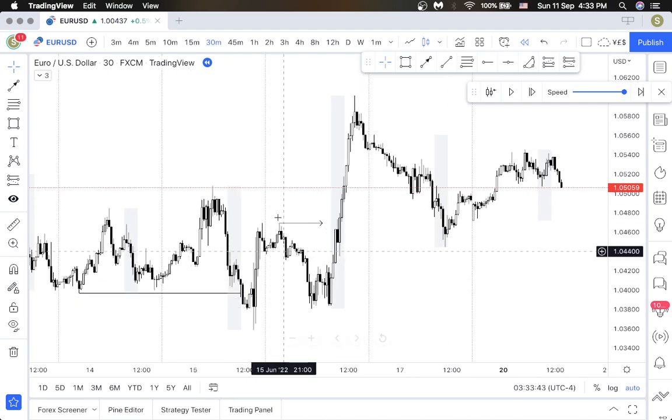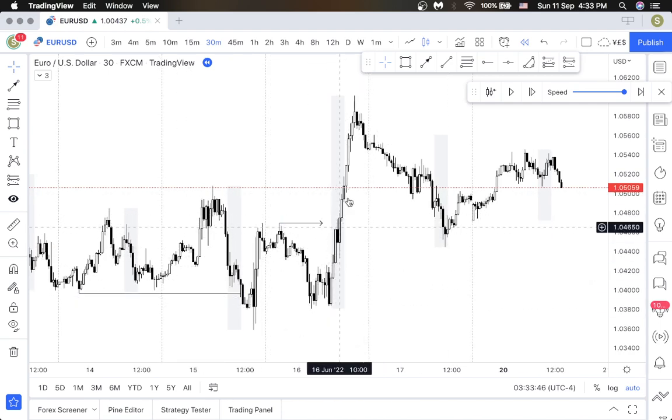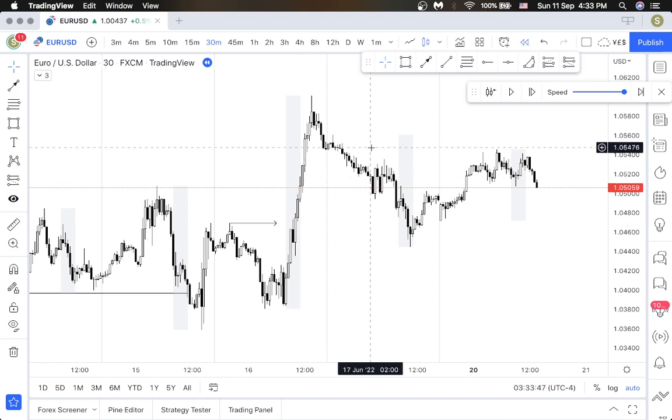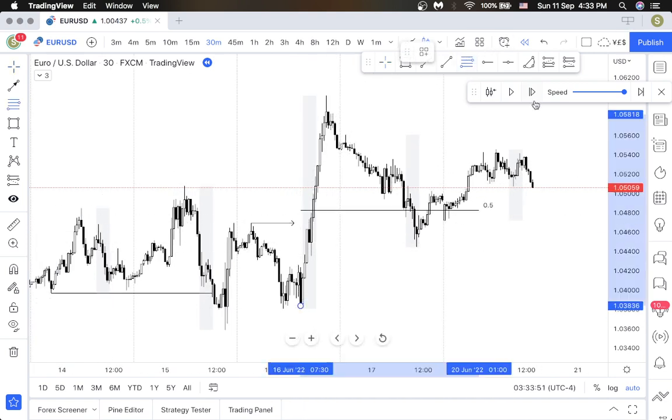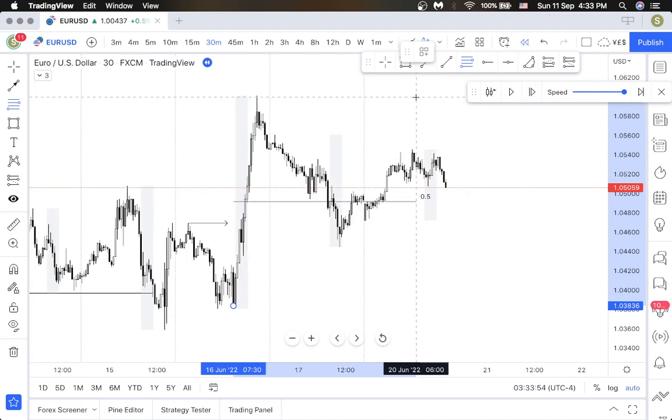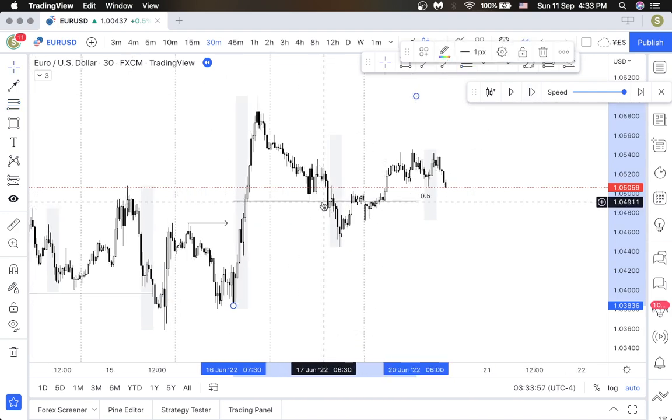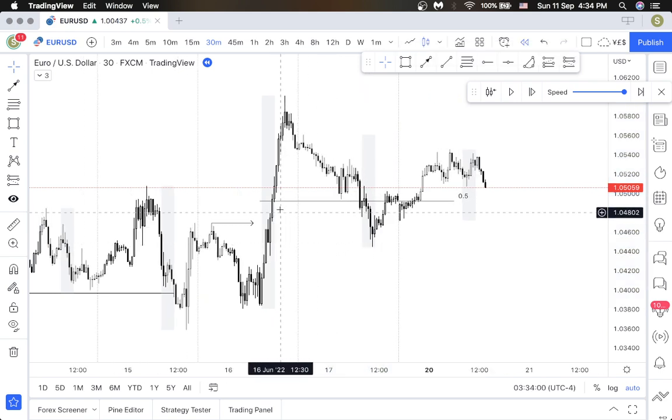So now we have a stop point. Now we finally break out of that structure. Okay, what are the rules? After that, you want to look for discount pricing. So from this high to this low, from this low to this high, you only want to buy from below this 50% line. Okay, so you're looking for order blocks below this 50% line.